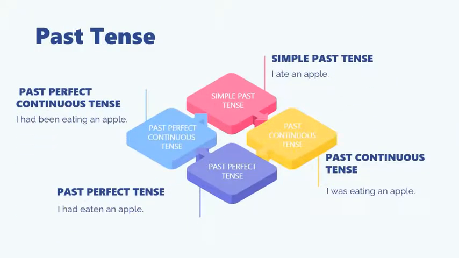Let us now look at past tense. Past tense has 4 forms. Simple past tense, past continuous tense, past perfect tense, and past perfect continuous tense.